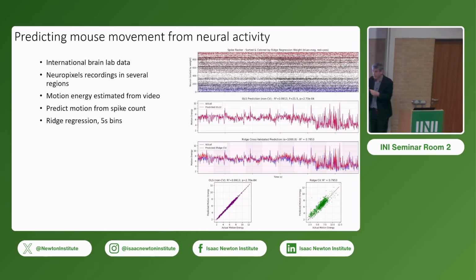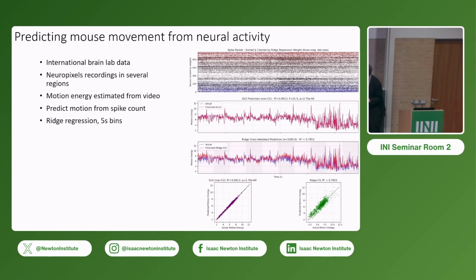So there's a video camera that's measuring how much it's moving, not just the wheel, but like twitching whiskers, wiggling the nose, anything like that. And you can't see any difference because they're right on top of each other. You can really predict incredibly accurately the actual motion of the mouse from a linear sum of this activity, just a weighted sum, ordinary linear regression. And if you do an F-test, you get p equals 2 times 10 to the minus 84, incredibly significant.